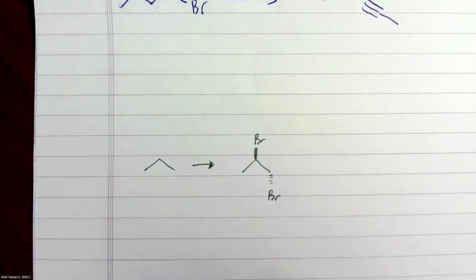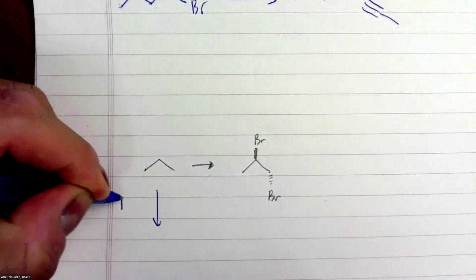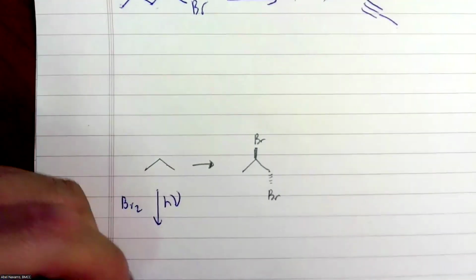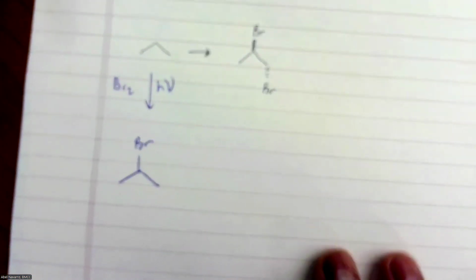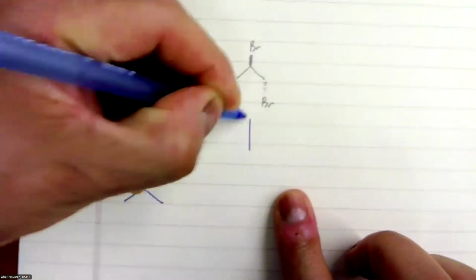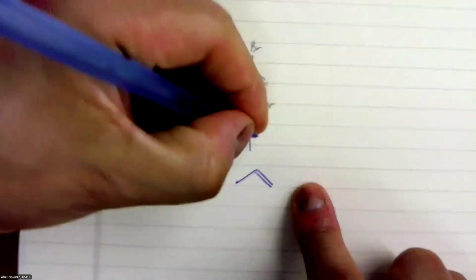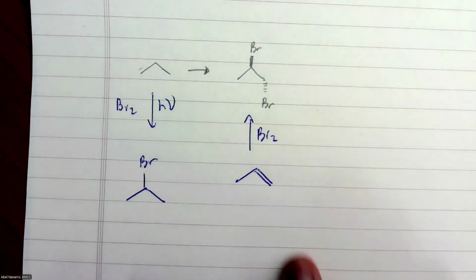dibromide. Okay, so for dibromide, I'm starting with an alkane. So the alkane, I can use bromine in light. Remember, it has to be light. So with the light, I get the monobromination. And now how do I get the dihalide? Well, the only way I can get a dihalide is from an alkene, bromine alone. Don't use bromine in light.